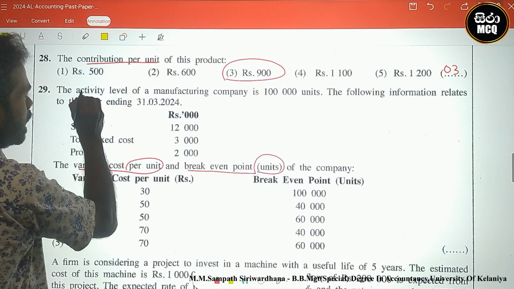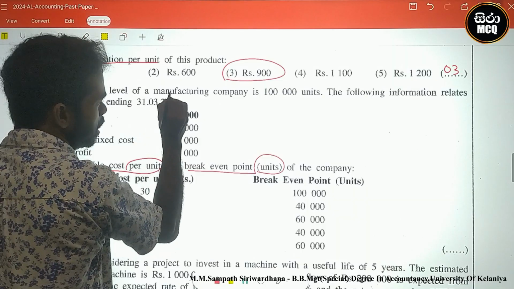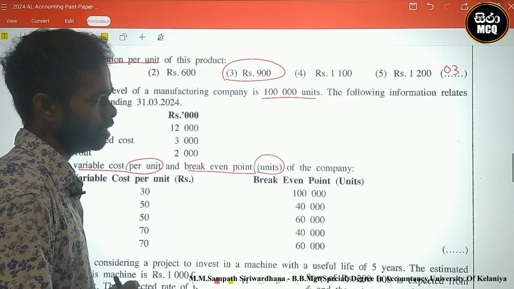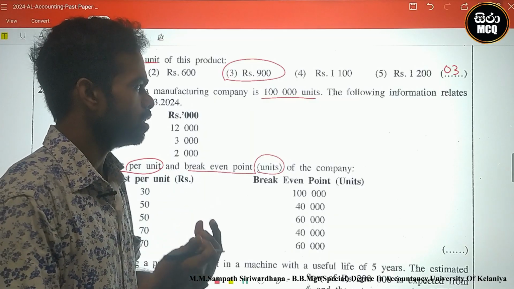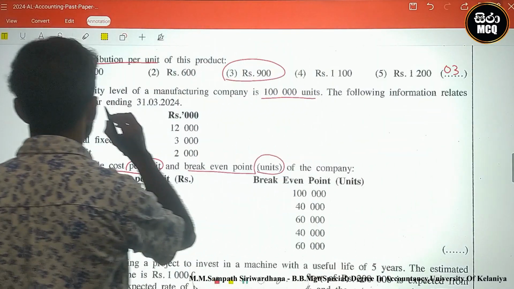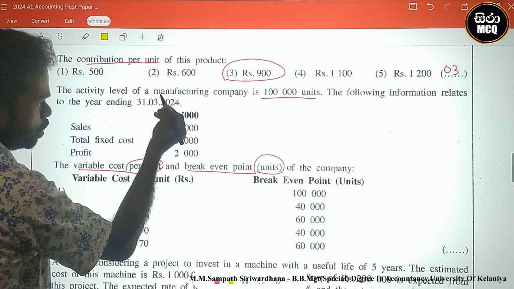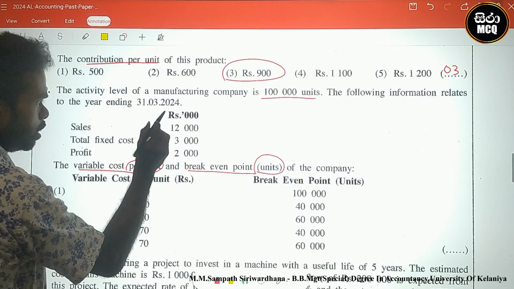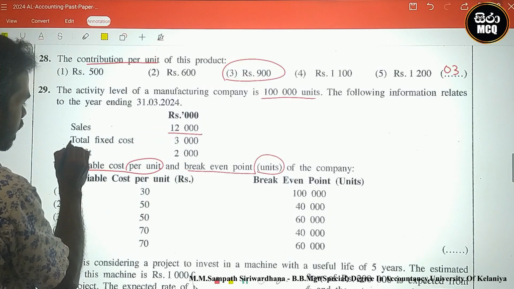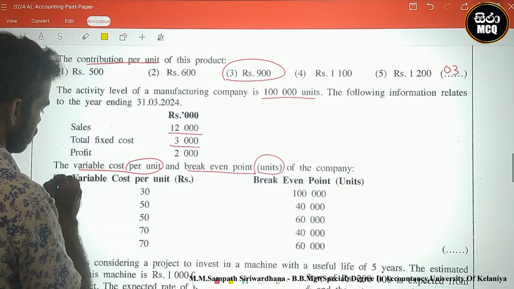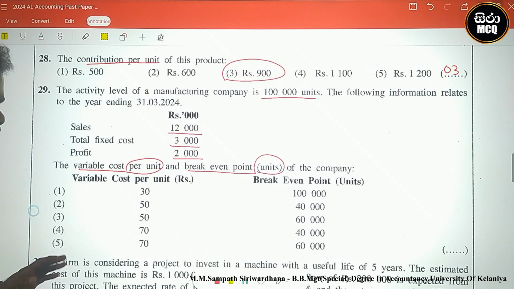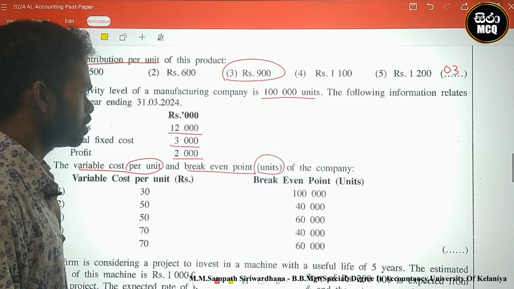The activity level of a manufacturing company is 100,000 units. The company produces 100,000 units. The following information relates to the year ending 31st March 2024. Sales, this is a total one, 12,000, which is 12 million. Total fixed cost 3,000. Profit 2,000. How can we calculate variable cost?